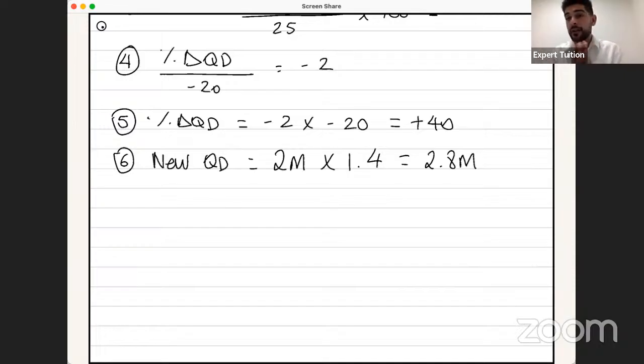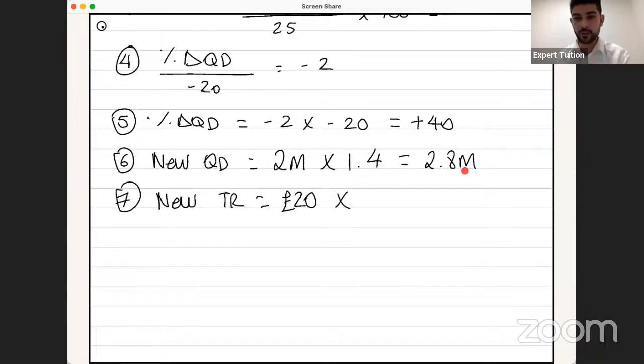Right, do I now have enough information to tell you how much revenue the firm now makes? Well, yeah, I do. Because step 7 is now new TR. I need two things to determine the revenue a firm makes. I need to know the price they charge, and I need to know how many customers they have. Well, the price they charge is now £20, so that's £20. And the number of customers they now have, we just worked out, is 2.8 million, which gives me a simple answer of 56 million.